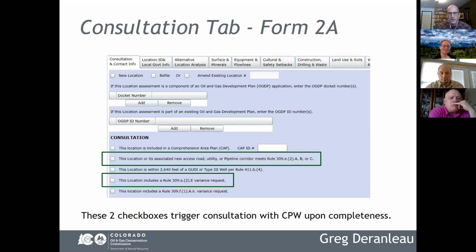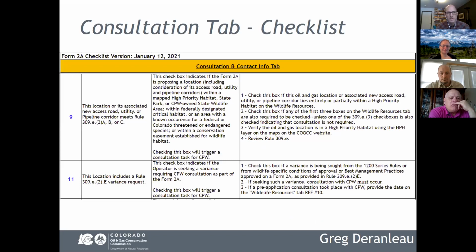I want to point out that the language of the first question has been changed from a generic is the location in HPH, and now it refers specifically to the three subparts of 309E2 for which consultation is required. Next slide, please. In the checklist, we have further described those three subparts in the what is this column. And you will find that there are specific checkboxes for each subpart on the Wildlife Resources tab, and I will jump right to those now with the next slide, please.